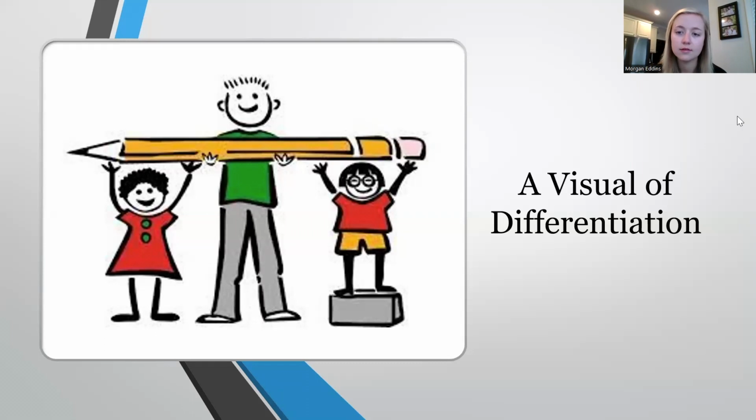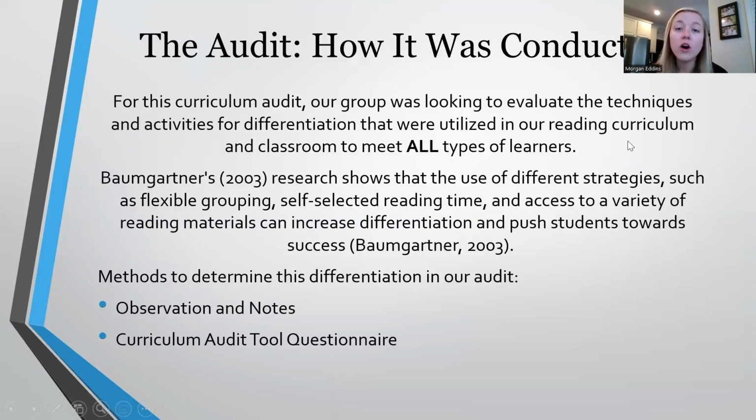For our audit, as I said, we were looking to evaluate the techniques and activities for differentiation that were utilized in our curriculum and in our classrooms to meet all types of learners. The research from Baumgartner showed that the use of these different strategies, such as flexible grouping, self-selected reading time, access to various different reading materials, can help increase differentiation and push students towards success.